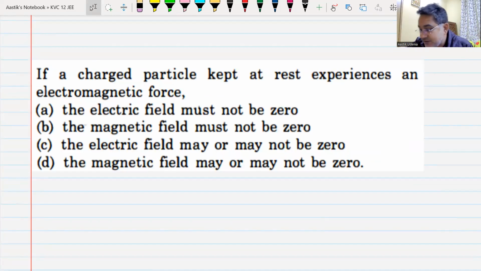If a charged particle kept at rest experiences an electromagnetic force, reverse of this.